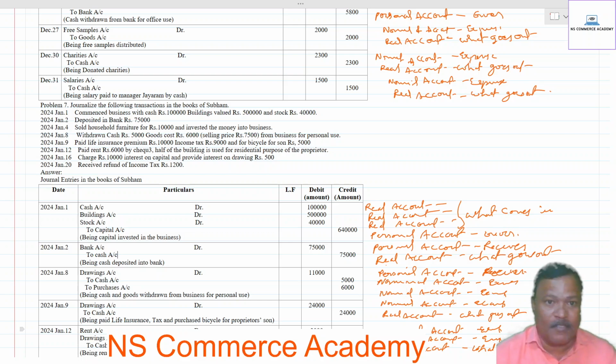Number 3, half of the building is used for residential purpose of the proprietor. 2024 January 16th, charge rupees 10,000 interest on capital and provide interest on drawings rupees 500. 2024 January 20th, received refund of income tax rupees 1,200.